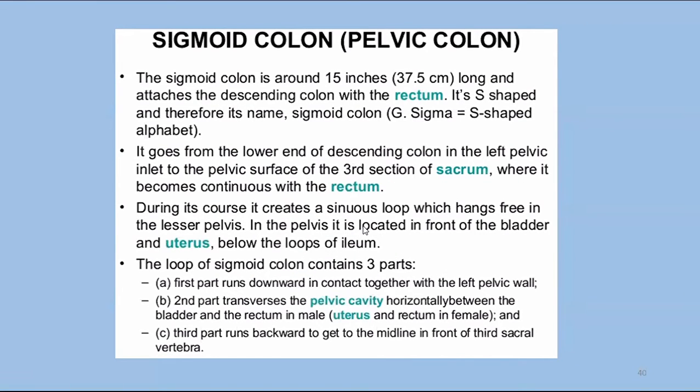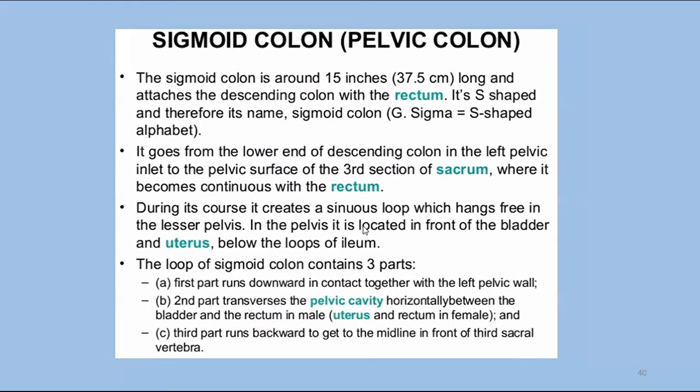Okay, next is the sigmoid colon or the pelvic colon. The sigmoid colon is around 15 inches long and is attached to the descending colon. It attaches the descending colon with the rectum. It is S-shaped, hence the name sigmoid. It goes from the lower end of the descending colon in the left pelvic inlet to the pelvic surface, where it becomes continuous with the rectum.